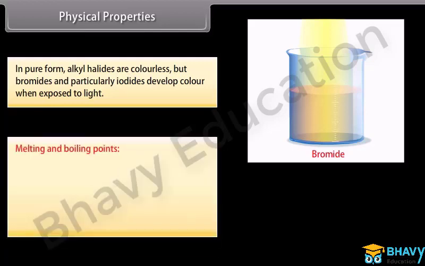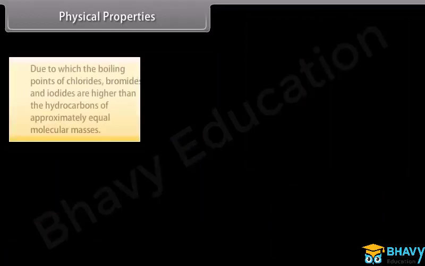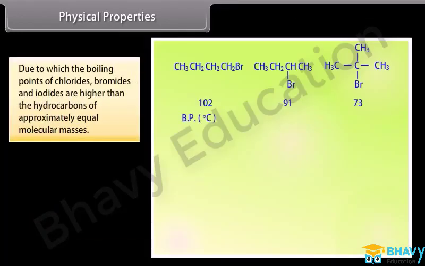Melting and boiling points. Due to the polar nature and high molecular masses of organic halogen compounds as compared to the corresponding hydrocarbons, the intermolecular forces of attraction, that are dipole-dipole and van der Waals, are stronger, due to which the boiling points of chlorides, bromides and iodides are higher than the hydrocarbons of approximately equal molecular mass.